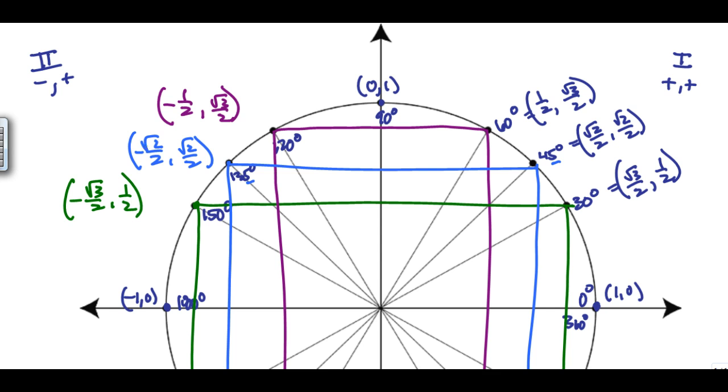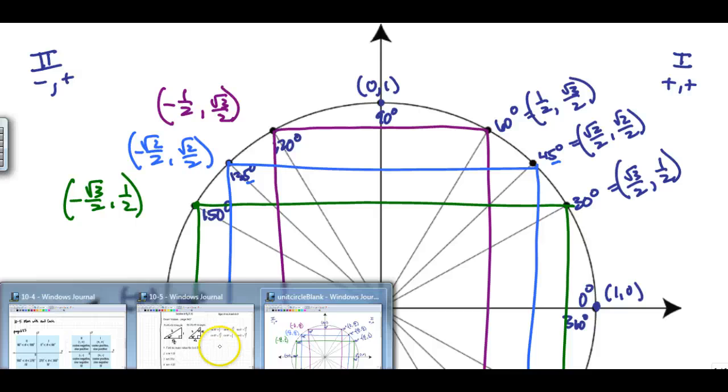So now that we've got this circle filled in, students need to get comfortable memorizing kind of all the purples together, all the blues together, and all the greens together. Now let's put those into practice with some actual questions.